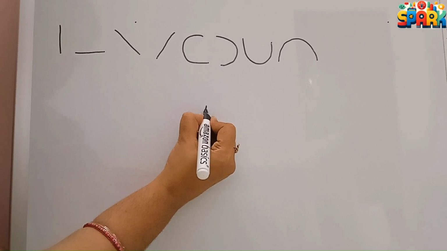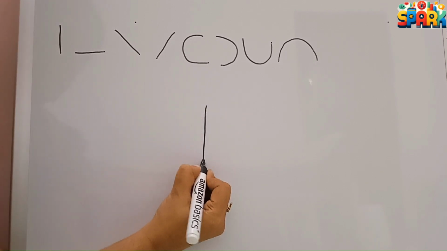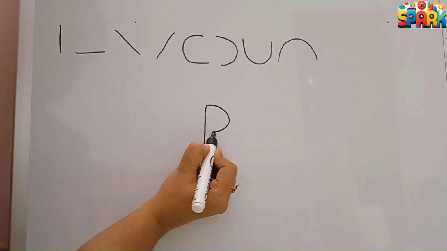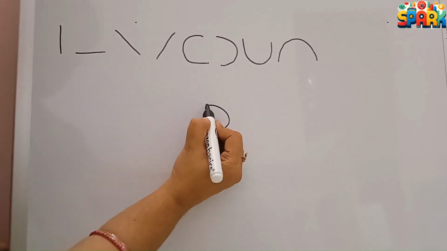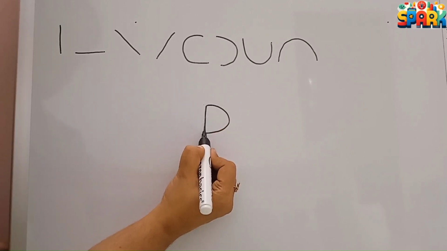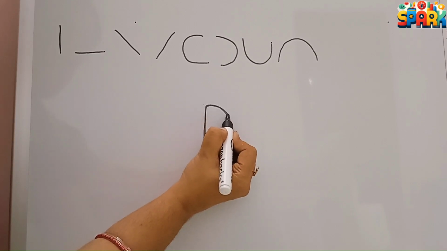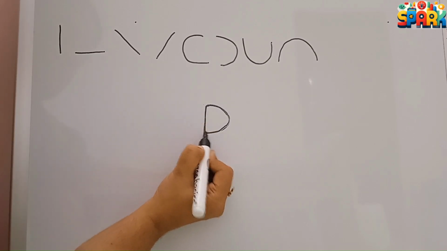Tracing P is very simple. Just draw a standing line and then a right-sided curve like this. It's very easy, right? Let's trace it one more time. Tracing an alphabet is very easy, right? But remember, practice every day.